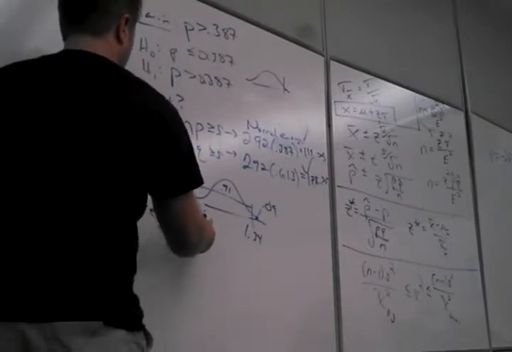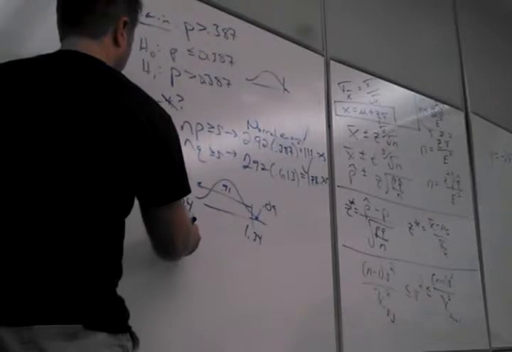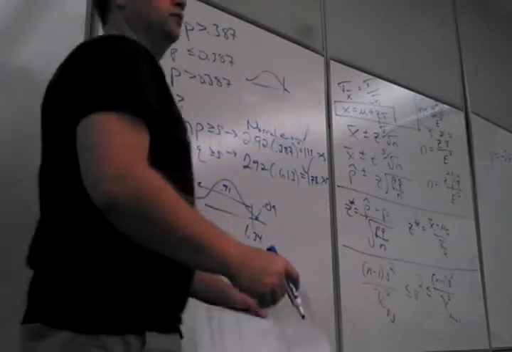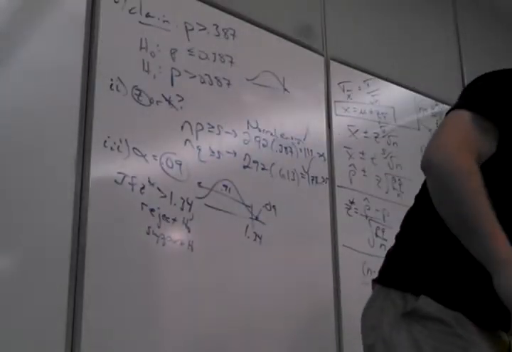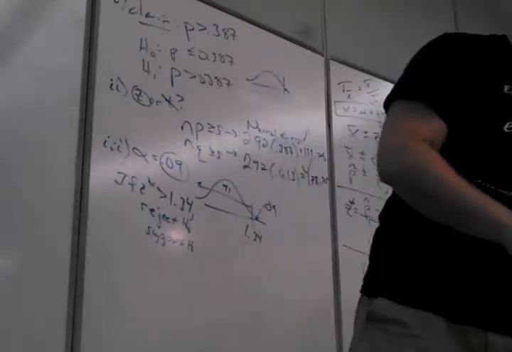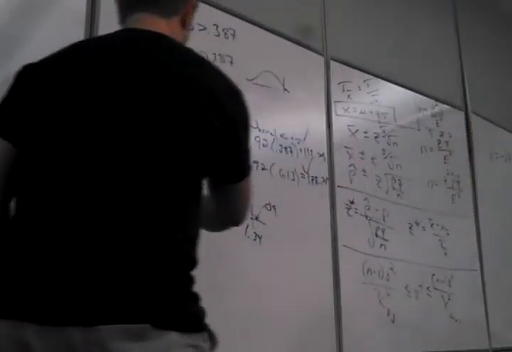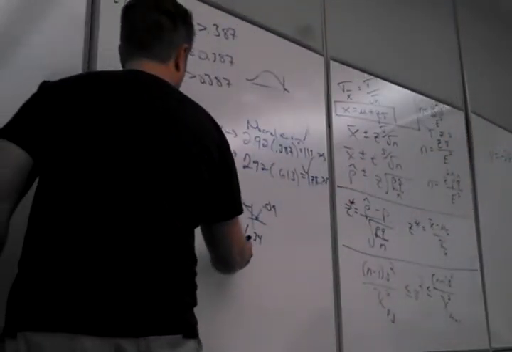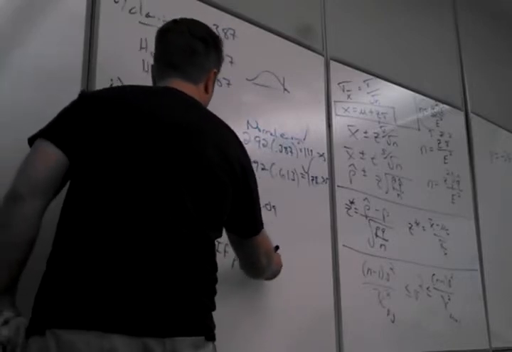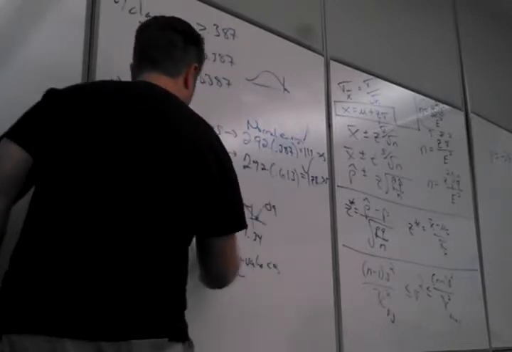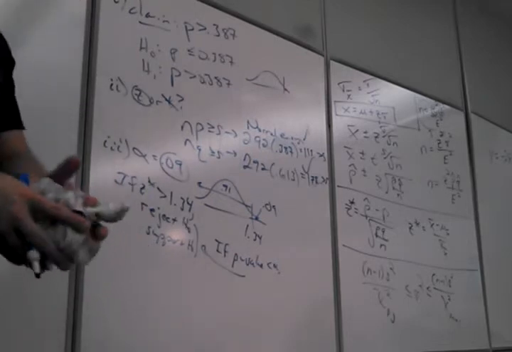Reject the null. Support the alternative. That's the same thing as what you wrote, because you wrote if p-value is less than alpha. So if I want to use the p-value method, if the p-value is less than alpha, we'll do the same thing.